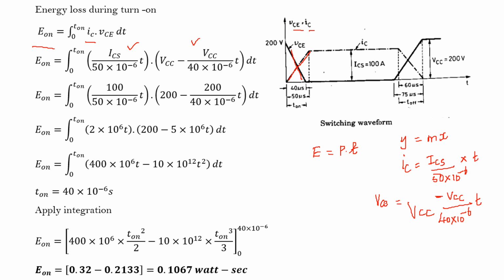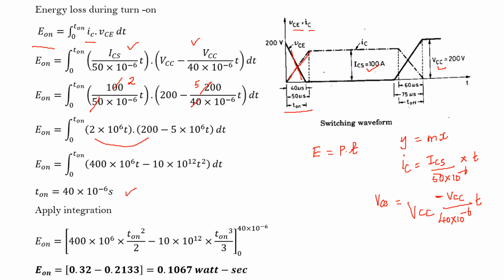So E on equals, substituting the values for ICS and VCC: ICS is 100, VCC is 200. Now I have to reduce this: 100 by 50 is 2, and 200 by 40 is 5. Now the integral of 2 into 10 power 6 into t, into 200 minus 5 into 10 power 6 into t, dt. Multiplying this gives 400 into 10 power 6 into t minus 10 into 10 power 12 into t square, dt. What is T on given? T on given is 40 microseconds, so T on is 40 into 10 power minus 6 seconds.